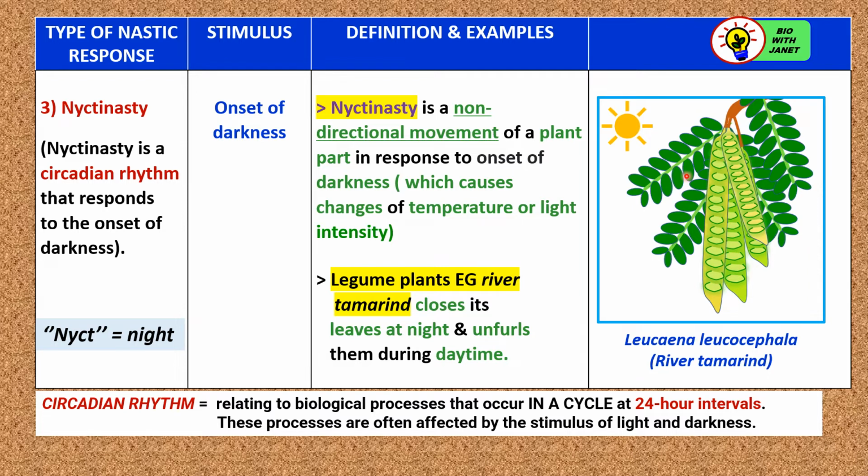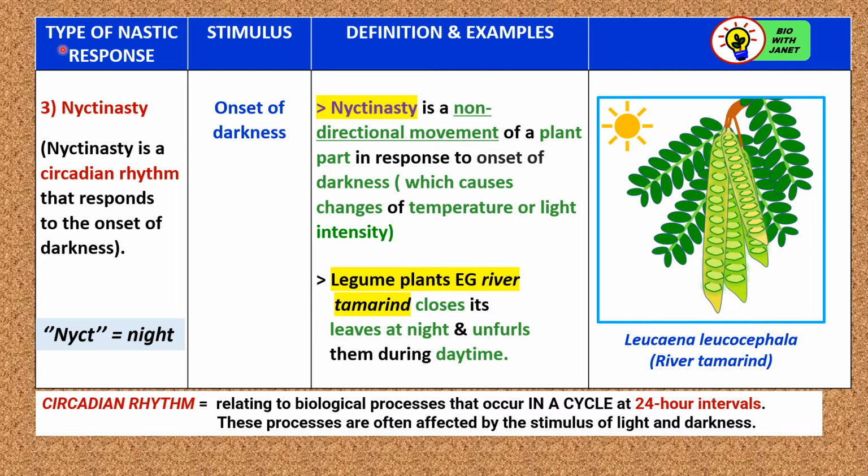All right. So it's like the plant going to sleep, within inverted commas, right? It will fold up its leaves, close its leaves at night, and then open them in the morning. To be able to carry out photosynthesis in the daytime, the leaves have to unfurl, open up. Now, this river tamarind's scientific name is Leucaena leucocephala, right?